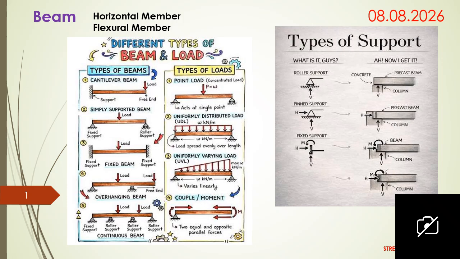Based on these supports, we can classify beams into different types: cantilever beam, simply supported beam, fixed beam, overhanging beam, continuous beam, and one more beam, the propped cantilever beam.